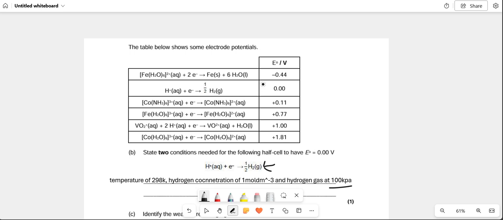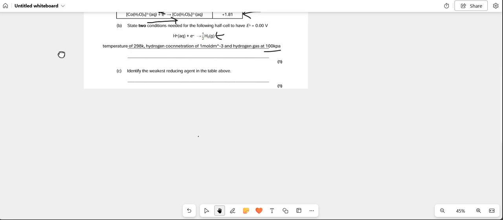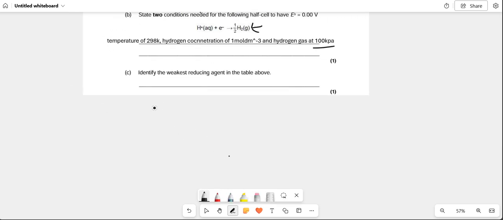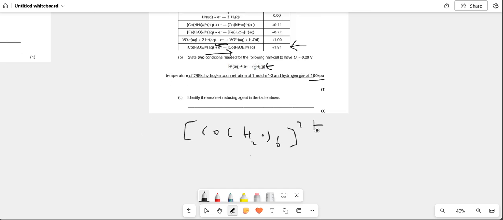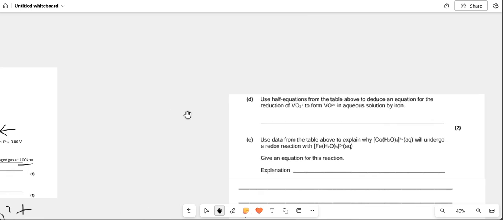If we look at this bottom one here, that's 1.8. That's a very high electrode potential, the highest one here. So this forward reaction is extremely strong. This Co3+ is accepting electrons and being reduced very quickly. So what's the likelihood of it oxidizing back? Very unlikely. So that makes this the weakest reducing agent. So the weakest reducing agent is this cobalt complex, Co(H2O)6 2+. Alright, next question.